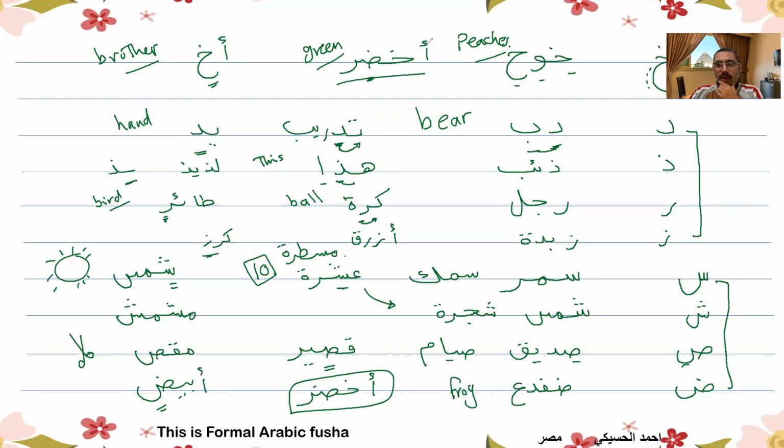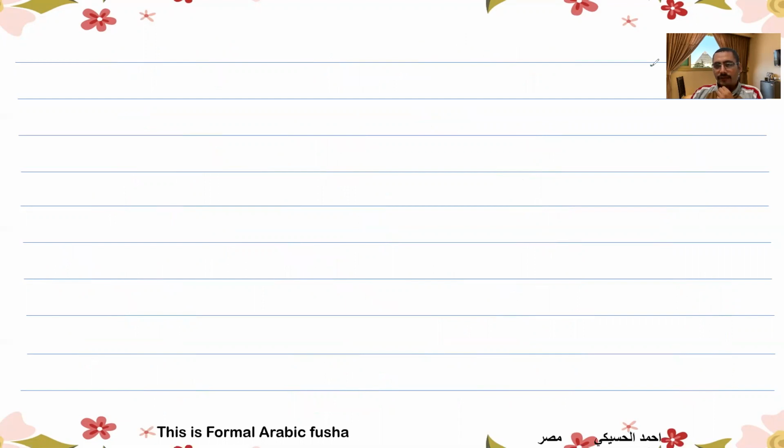Another one after ضاد: طاء. طاء has no edge, ليس لها سنة, as صاد has a tooth. طاء has neither a tooth nor a dot. In the beginning of the word, as in طويل, which means long, as a tree is long.